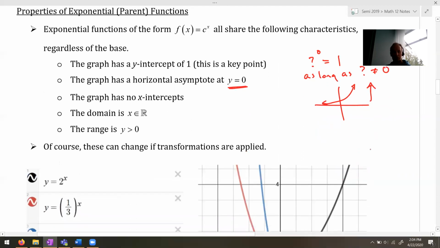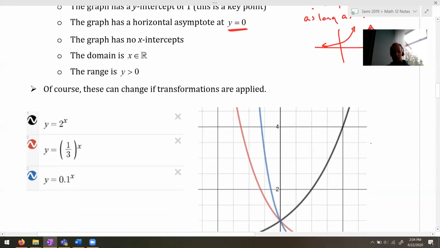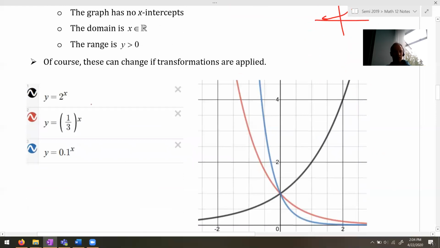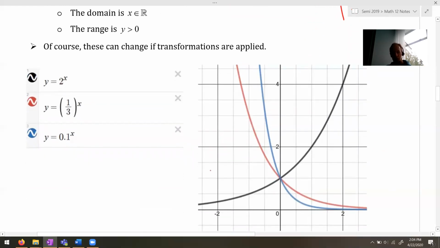And let's just see a couple examples of some different exponentials. So this is color matched here, so y is equal to 2 to the power of x is this guy right here. You'll notice this point, they always pass through 0, 1, because anything to the 0 is equal to 1. 1/3 to the x is this red guy down here. He's going kind of a downward swoop.